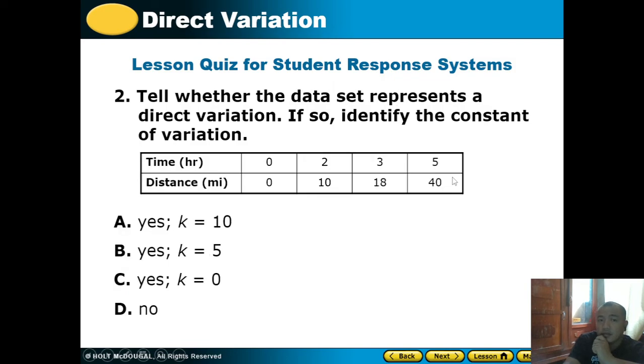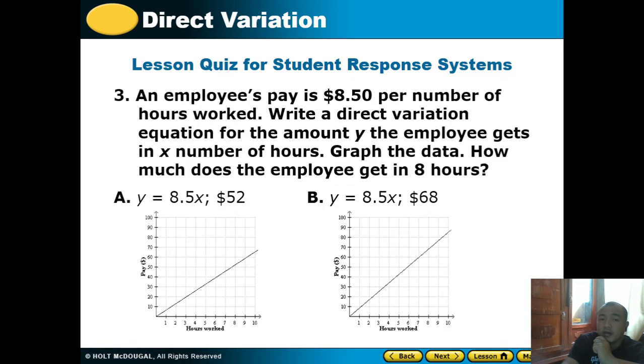How about this? It passes through the origin, so it may be a direct variation. Let's try to solve for the constant. 10 divided by 2 is 5. 18 divided by 3 is 6. 45 divided by 5 is 9. Oh no. The constants of variation are not the same. So I think no, it's not a direct variation.